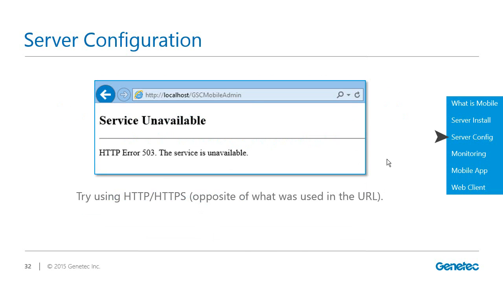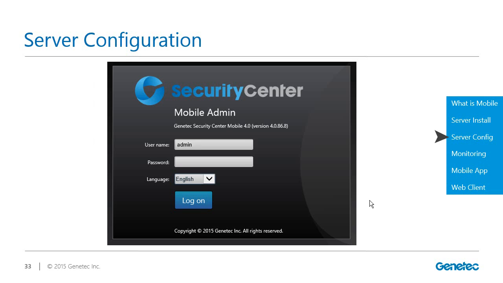In case we get a message like service unavailable, HTTP error 503, we may be using secure communications, but we only put HTTP in the URL. So in this case, just try using HTTPS instead. This could be the reverse as well, so if you put HTTPS, it could be HTTP, so just try the opposite of whichever one you have in there. Once it connects, this is going to bring us to the login page. The default username is admin with no password, which we're going to take a look at in a second how to change. And we can also change the interface language from here if we need to.